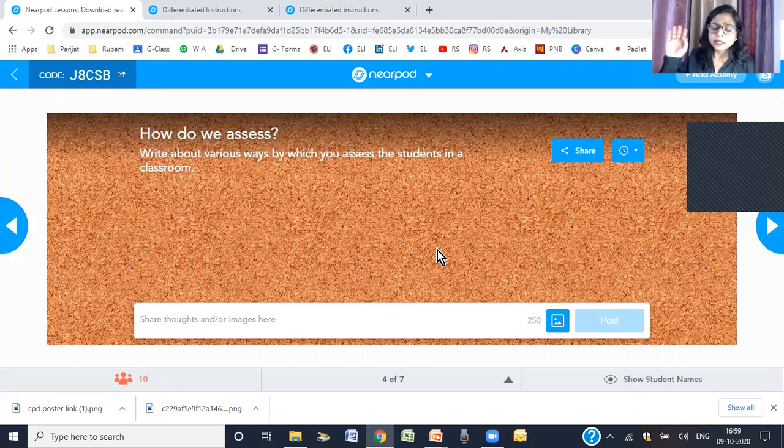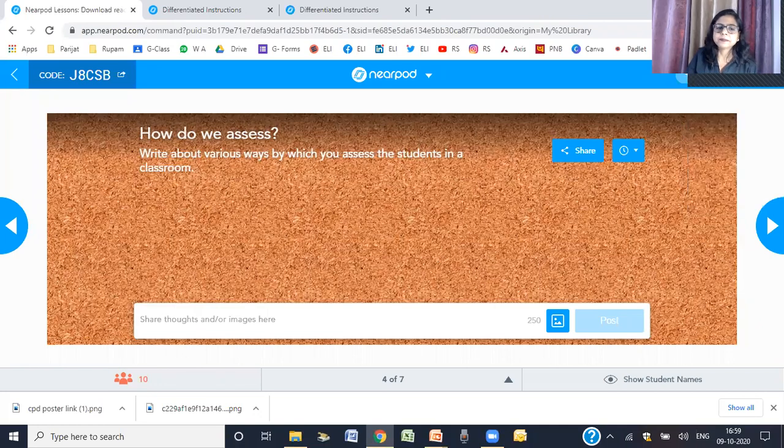And I'm not talking about summative assessment. I am talking about inside the class. How do you assess them? Just think about that and write various different ways by which you assess them.